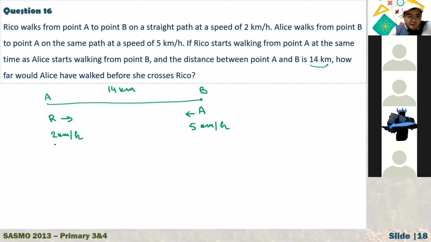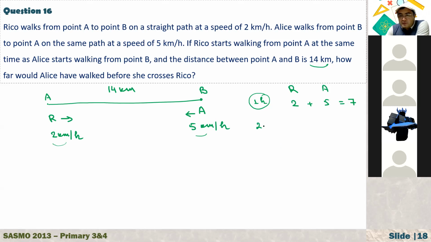Okay, so what does it mean? It means that in 1 hour, Rico walks 2 kilometers and Alice walks 5 kilometers. What is the total distance they traveled? Let me write here, Rico, and this one is Alice. In 1 hour, Rico travels 2 kilometers, Alice 5 kilometers, and together, how many kilometers? They walk 7 kilometers because they are walking towards each other, right?